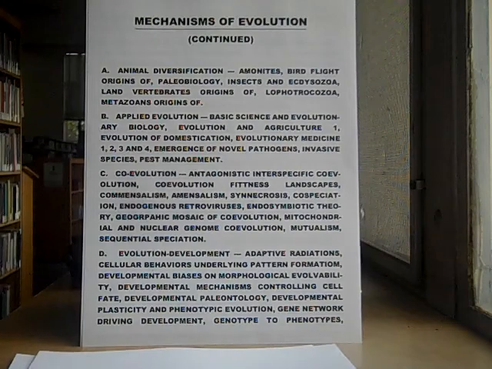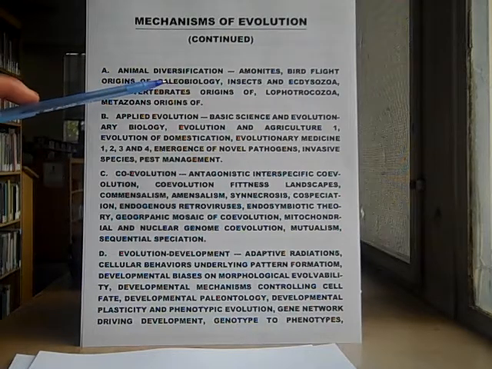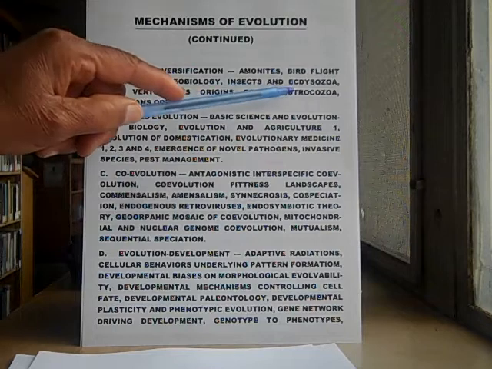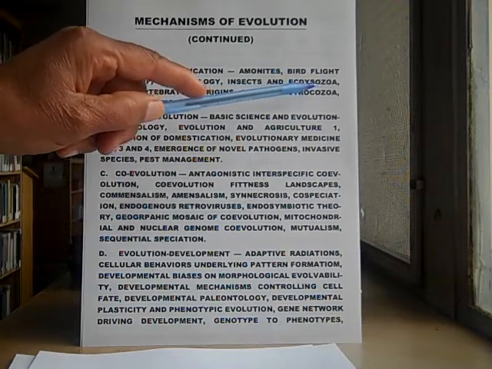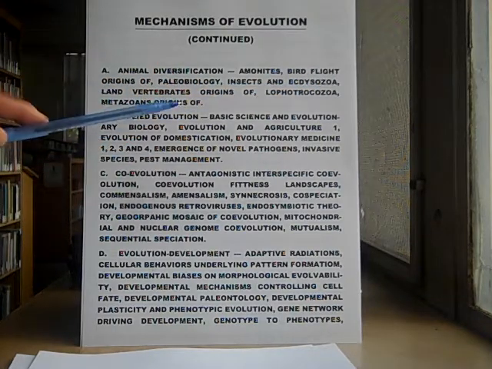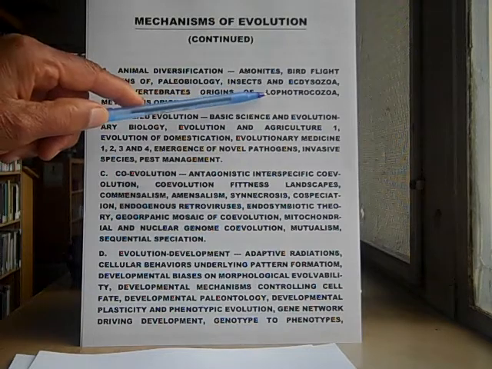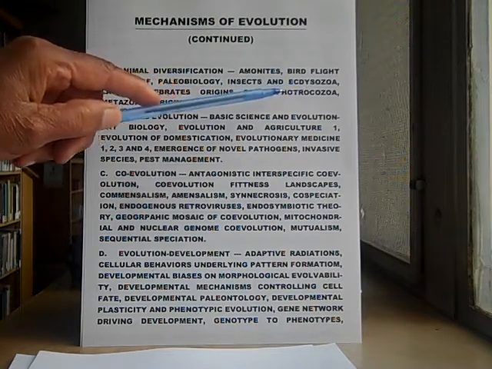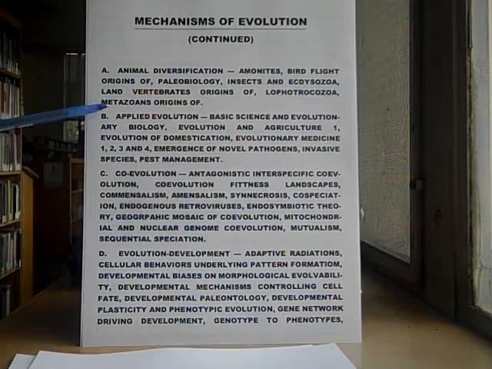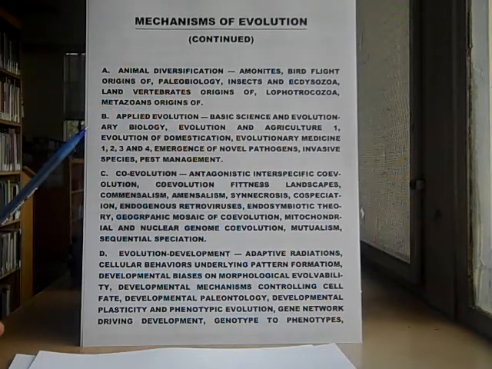And let's continue now. Mechanisms of evolution continued. A, animal diversification. This includes ammonites, bird flight origins of, paleobiology, insects and ecdysozoa, land vertebrates, origins of, lophotrochozoa, metazoans, origins of. We'll go to B, applied evolution.